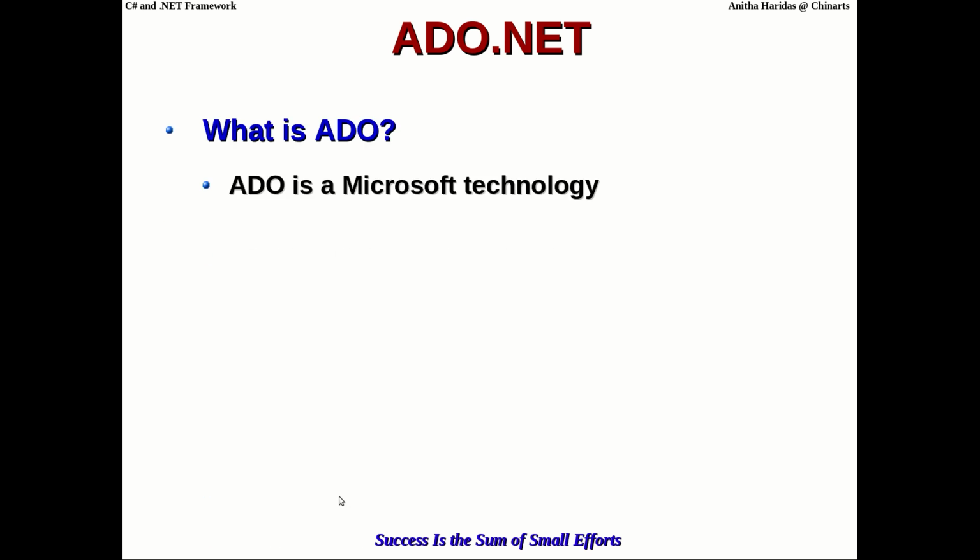ADO is a Microsoft technology. We have already seen .NET is developed by Microsoft, and for the .NET framework they have created a special language called the C# programming language, which was exclusively developed for the .NET framework. Apart from that, Microsoft also has developed ADO technology. ADO is nothing but ActiveX Data Objects.